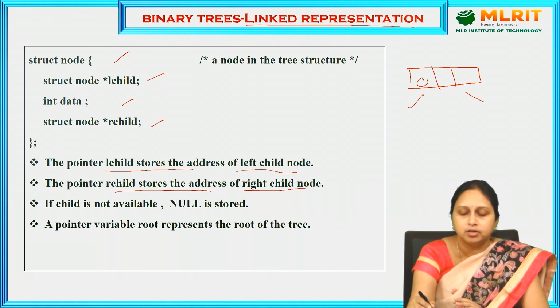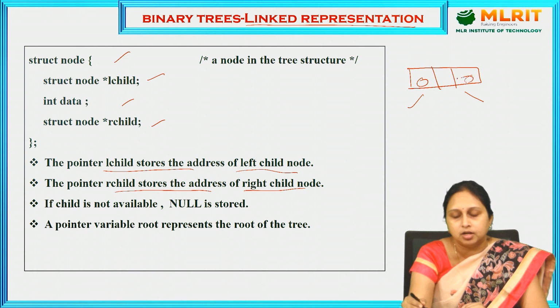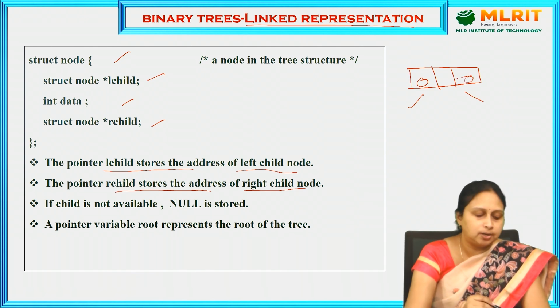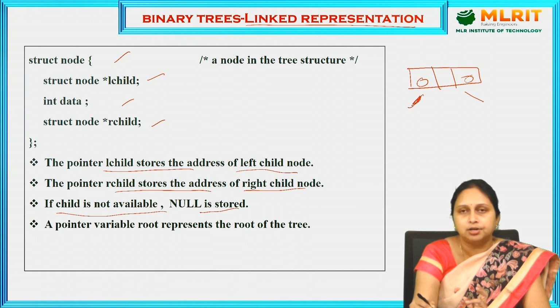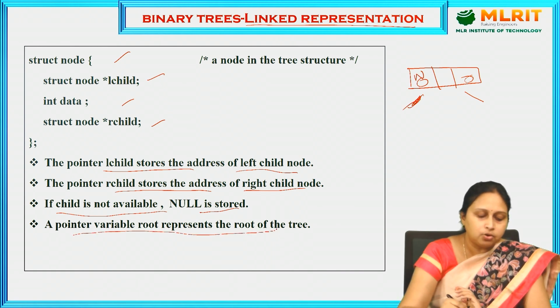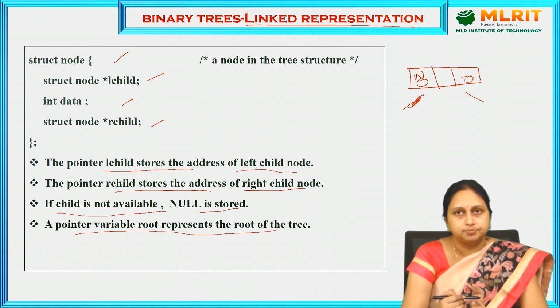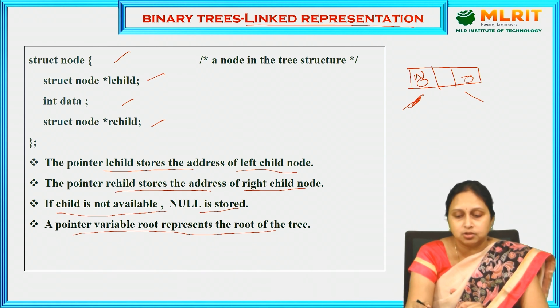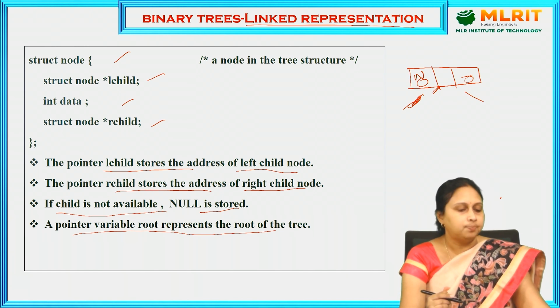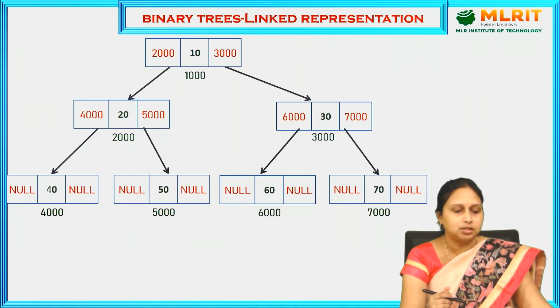Here we are going to store the address of the left child, and here we are going to store the address of the right child. If the child is not available, null is stored. If I don't have any children, then this will be stored with null. And a pointer variable root represents the root of the tree. This one is pointing to the root of the tree. This is how the linked representation will be.